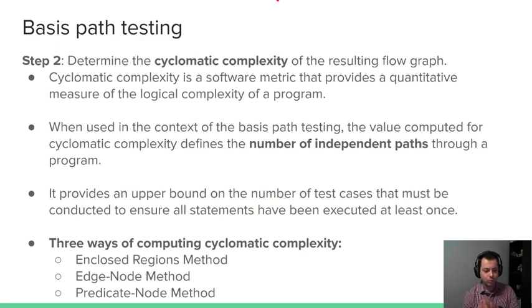So basically, again, I'm losing my train of thought here, sorry. We're just trying to write test cases to exercise this program. We're going to do that based on this value of cyclomatic complexity. Now we have 3 ways we can do this: the enclosed regions method, the edge node method, and the predicate node method. Basically, these are just 3 different ways, by looking at this graph, to calculate ideally the same value.